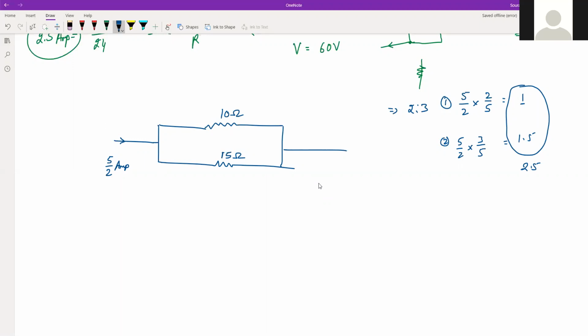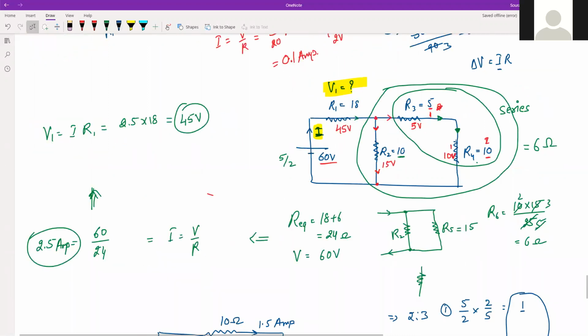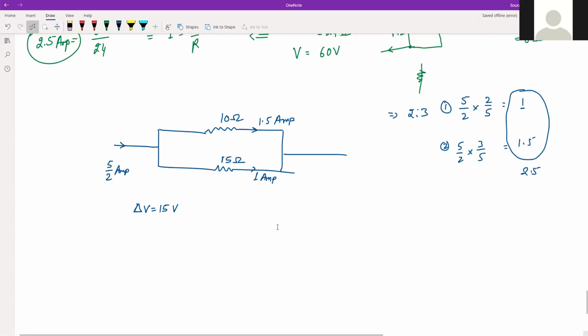So one has 1 and another has 1.5. So where will be 1.5? 1.5 will be here. And where will be 1? It will be here, because here the resistance is more. This is one way of doing it. Another way is that we also know the potential drop here. That is delta V equal to 15 volts. This I think we are aware of, right? So 45 volts is gone here. So here the potential drop is 15 volts. So we can use that as well.